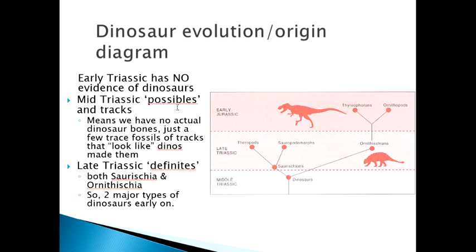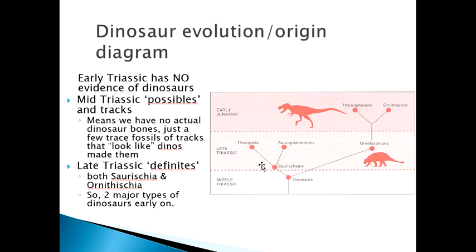In the middle Triassic, we have a whole bunch of what I call the possibles. They're bones, but they're not strictly truly identifiable. They look like large reptile bones, but we don't have the right features to say that these are dinosaurs. And we also have tracks that look like dinosaur tracks. So it's a bunch of possibles. They probably originated here, but we don't have good records. Then, boom. In the late Triassic, we get the definites. These are things where we definitely can call them dinosaurs.